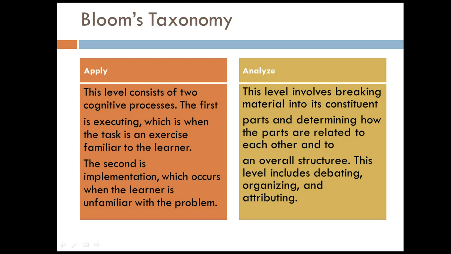If again we look at Bloom's taxonomy, the apply layer consists of two cognitive processes. The first is executing, which is when the task is an exercise that's familiar to the learner, such as writing a skit or a reader's theater. The second is implementation, which occurs when the learner is unfamiliar with the problem. That's when they're taking their new information and placing it into this assignment or task. And analyzing. This level involves breaking material into its constituent parts and determining how the parts are related to each other and to an overall structure. This level includes debating, organizing, and attributing.